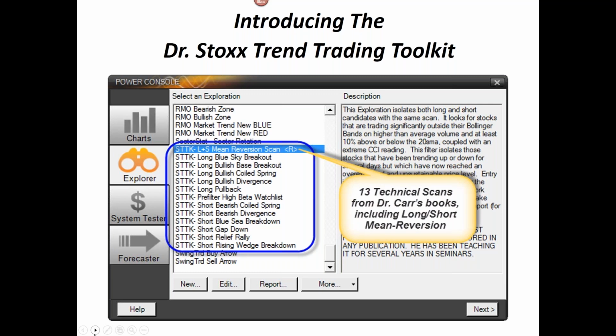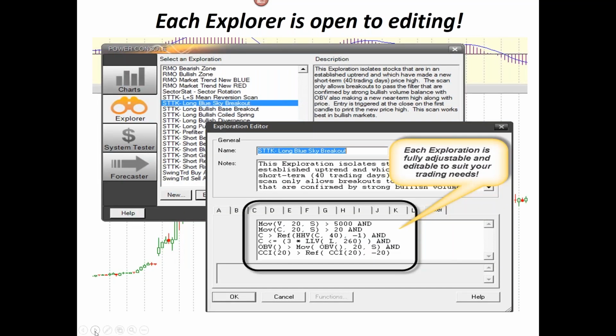Once you get into a specific exploration or scan, system scan, you can open it up and you will have full access to the code that lies behind the scan. Now, not all add-ons in MetaStock software have that option, but Jeff and I decided that this was something we wanted to make available to those who purchase the add-on. And this allows you to get down into the scan itself and make adjustments if you want.